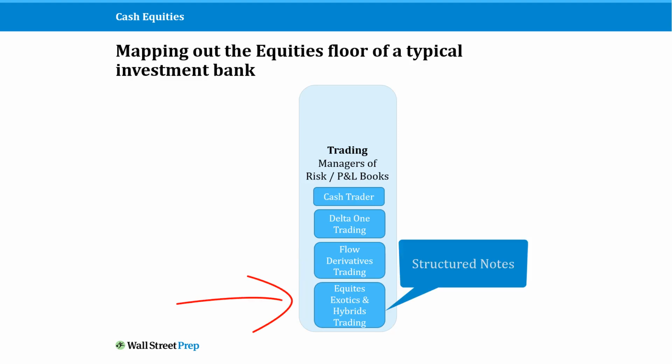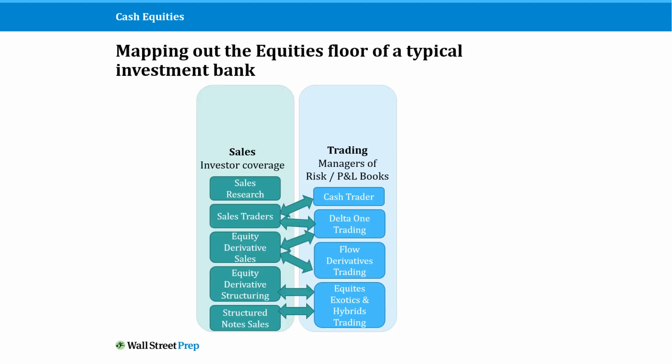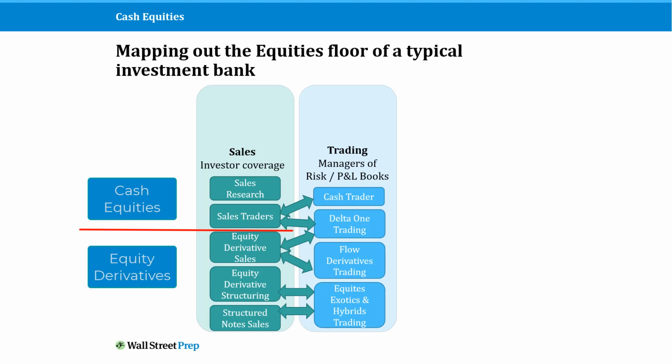Finally, we have equity exotics and hybrids trading, which trade complex options, which we'll talk about alongside our structured notes course, which is a key product for an equity exotics desk. Next in green, we have our sales teams. On the cash equity side, we have sales research and sales traders. On the equity derivative side, we have equity derivative sales, structurers, and structured note sales. Most of the salespeople in equities are product aligned.